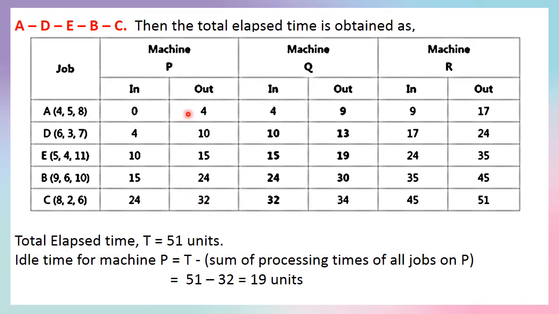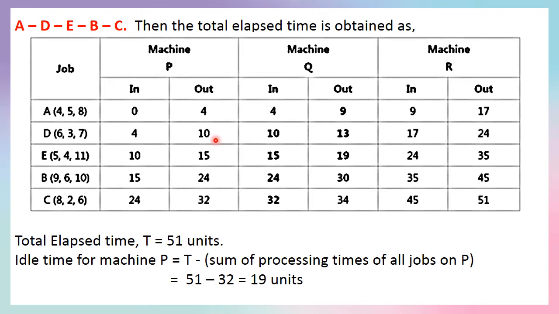That is, here machine P requires 4 units, that is 0 plus 4, and then it can start the next job, that is D, from that 4 units time. So 4 plus 6 units required for completing the job.